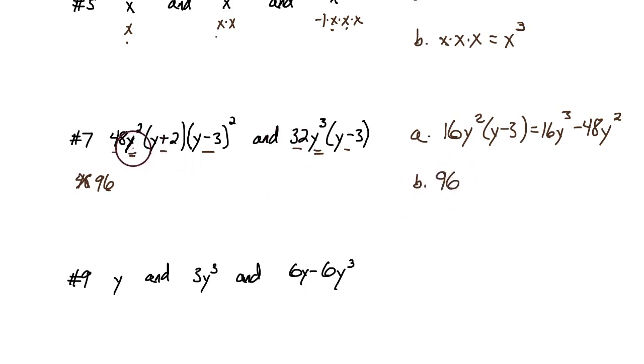Now let's look at the variable y. This one has y squared. The other has y cubed. The least common multiple is y cubed. Y cubed is a multiple of y squared. You just need to times it by y to make y cubed. Now we need a factor of y plus 2. And now we need a factor of y minus 3 squared.